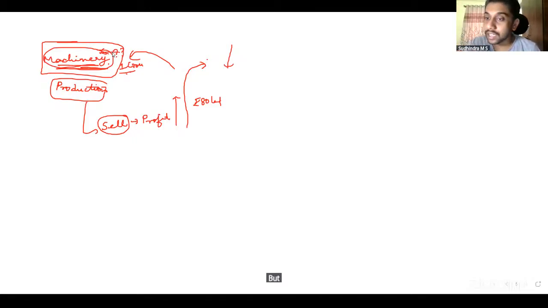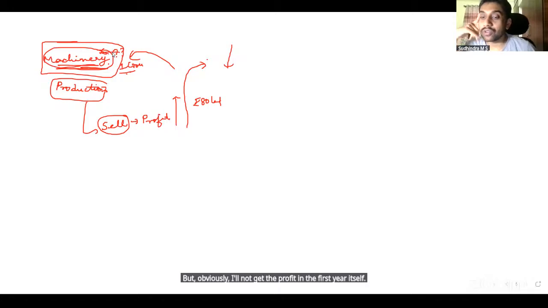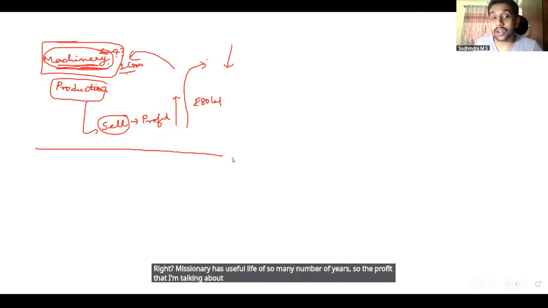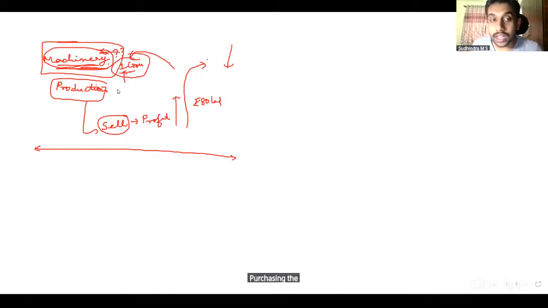But obviously, I will not get the profit in the first year itself. Machinery has useful life of so many number of years. So the profit that I'm talking about should be considered for all those years put together. Purchasing the machinery is happening today. Profit is received over a period of years. So can I compare these two? Profits received over a period of 10 years and the purchase price directly? No. Because this has profits over a period of 10 years.